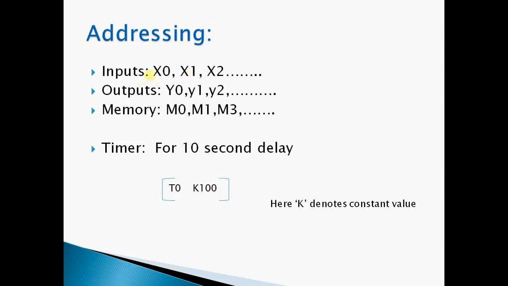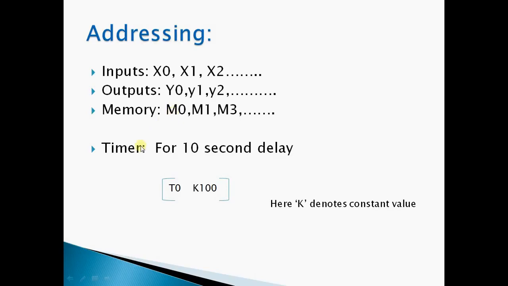For input addressing, we have inputs in the format X0 first input, X1 second input, X2 third input. For output, we have the syntax Y: Y0 first output, Y1 second output, Y2 third output. And for memory, it is denoted by M.